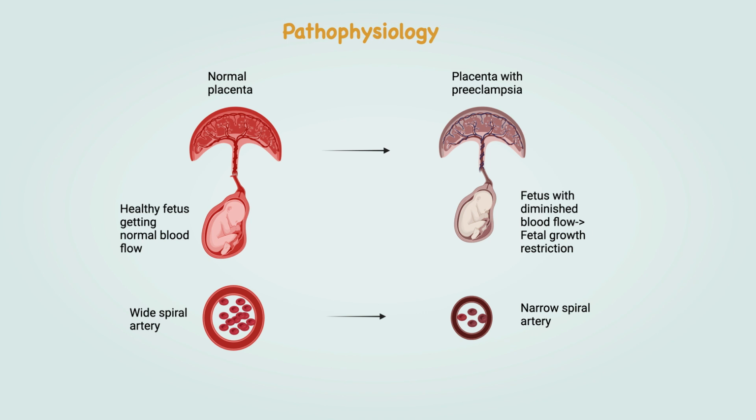So that decreased flow can result in intrauterine fetal growth restriction, one of the complications of preeclampsia. Very high yield to know. Preeclampsia results in decreased flow to the fetus, and it can result in fetal growth restriction. If you compare the normal fetus, the left one, to the right, which is the abnormal one with preeclampsia, it is pale because it's getting less blood, and it's also smaller. So this is just to represent intrauterine fetal growth restriction.